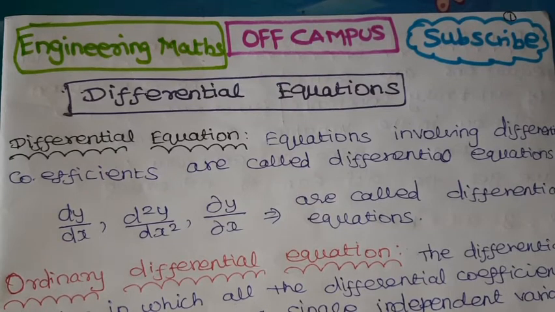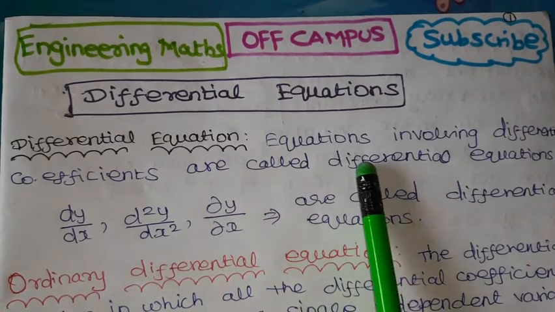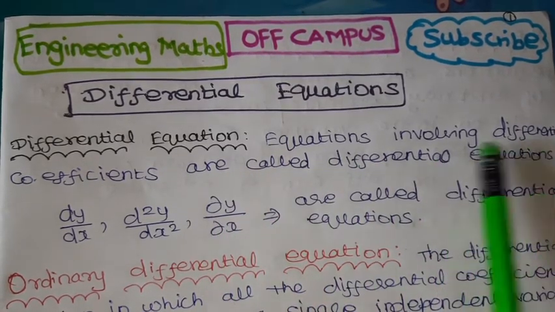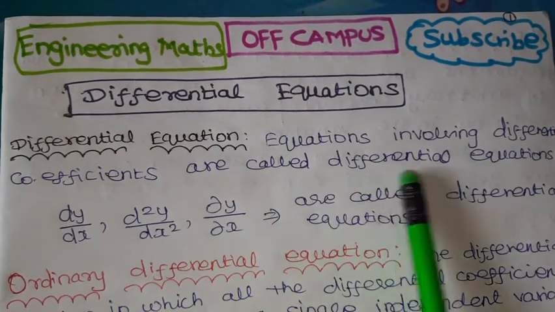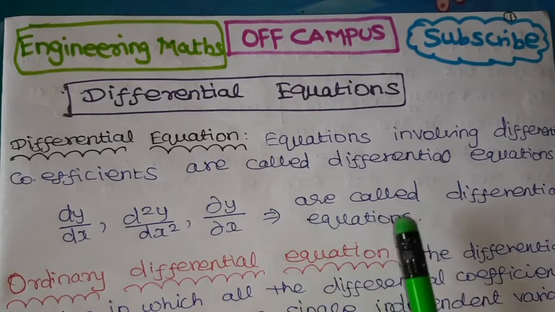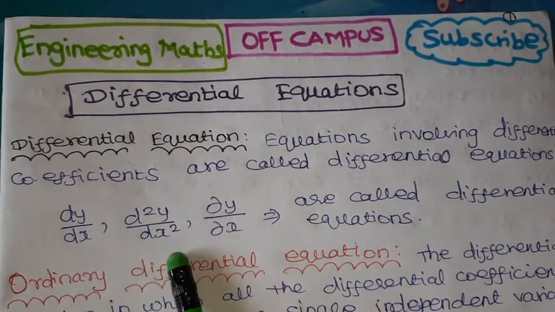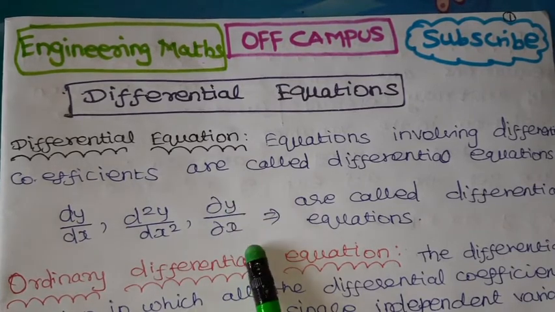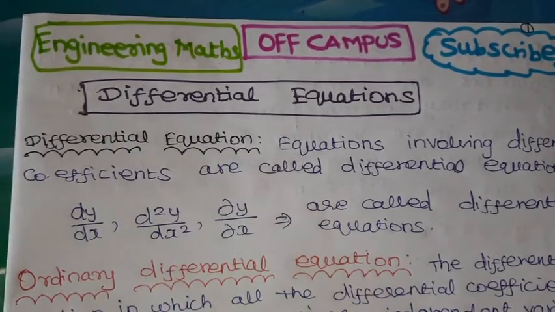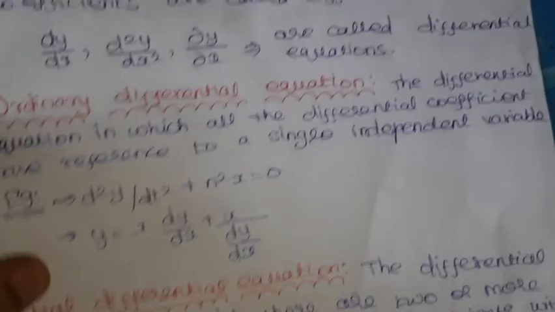Then coming to the video, differential equations. What is a differential equation first? Equations involving differential coefficients are called differential equations. What are they? dy by dx, d squared y by dx squared, dou y by dou x. Differential equations are of two types. What are the types? Ordinary differential equations and partial differential equations.